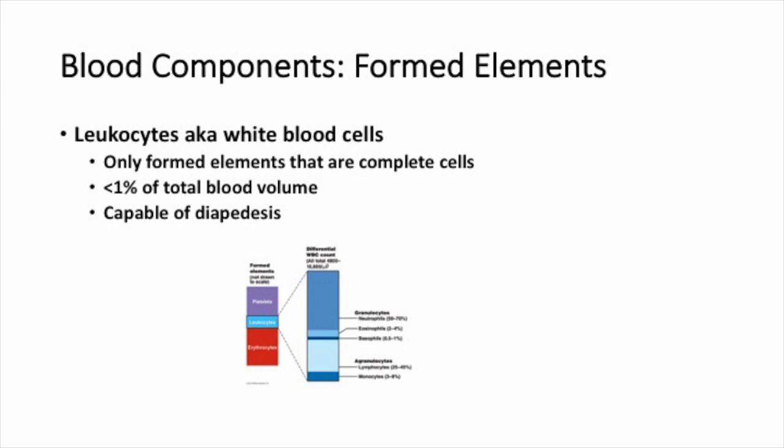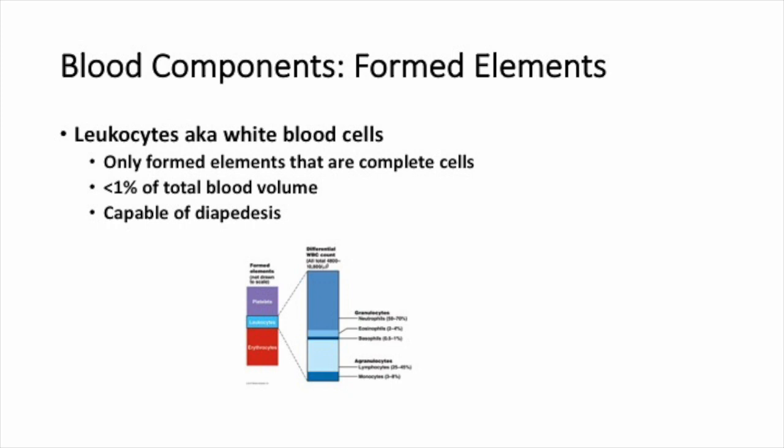Now, if you are sick, we do know that number can go up if you have an infection. And they're also capable of this very interesting thing called diapedesis. And what that means is white blood cells are actually able to leave the bloodstream and move into your tissues. Capillaries actually have some openings in them, and white blood cells can squeeze their way in between those openings to get to an area where a bacteria or a virus may be. The body does not want to wait for a bacteria or virus to get into the bloodstream. It wants to head it off at the pass.